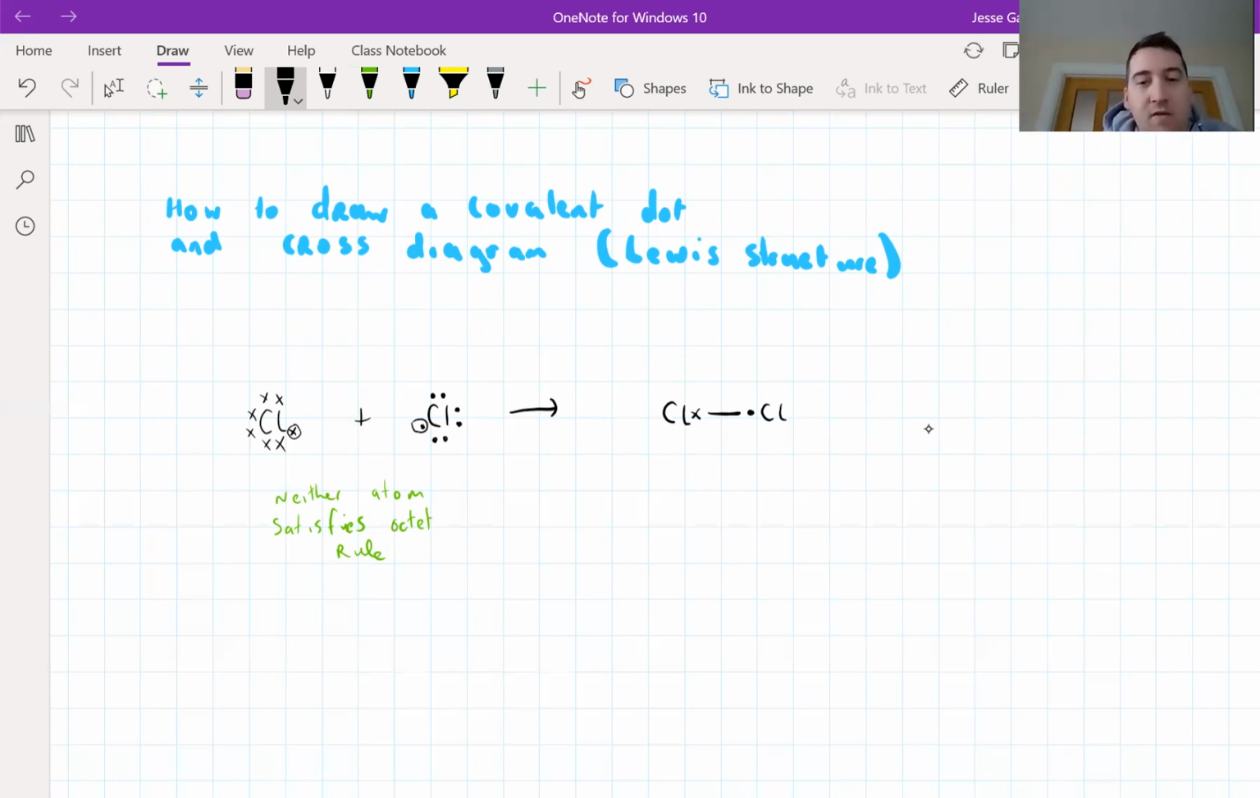Now draw the rest of the electrons that each atom has of its own. So this chlorine has 6 other X's of its own, and this chlorine has 6 other dots of its own, like this. Just do a quick count on the electrons now.